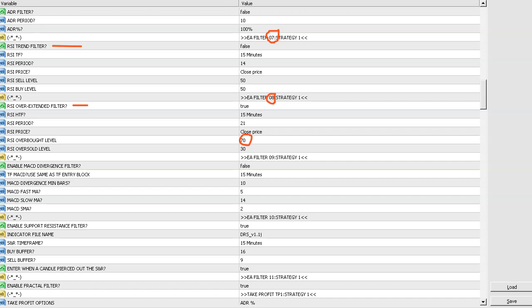And then the other filter that was added in here is going to be filter number 11, which is also very neat, and this is going to be the fractal filter. So it's going to be very, very easy to understand, nothing crazy about this.